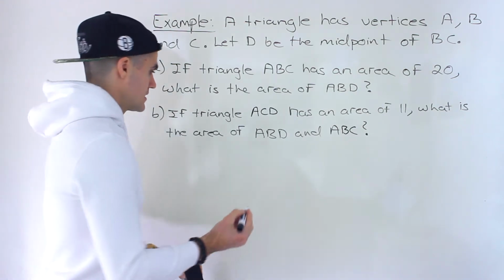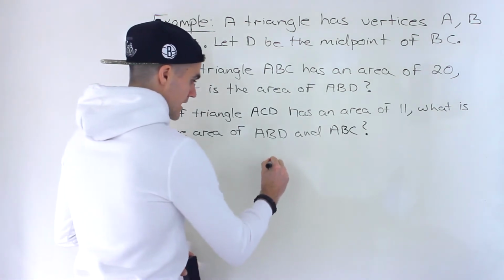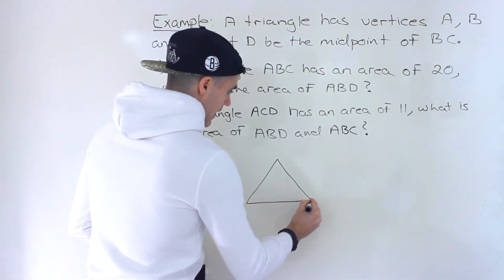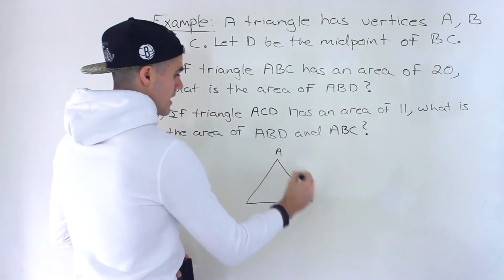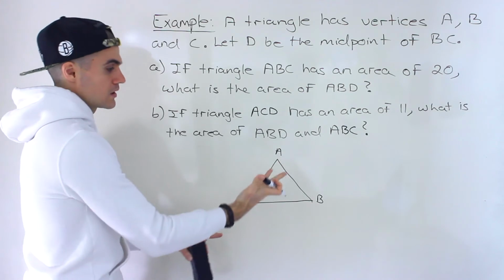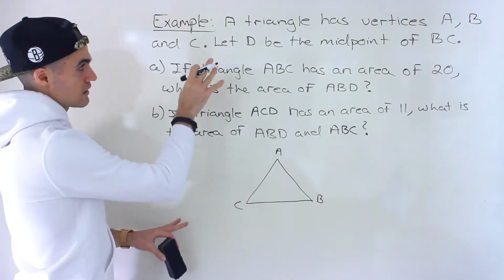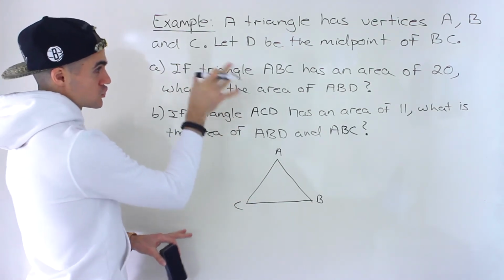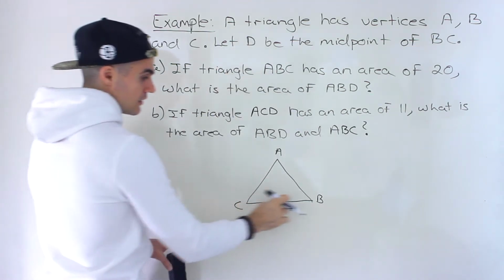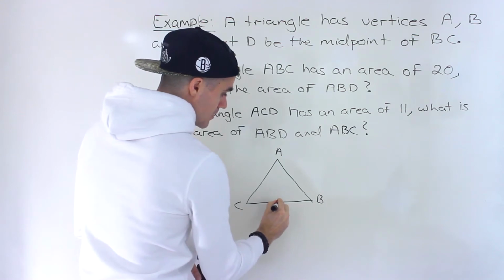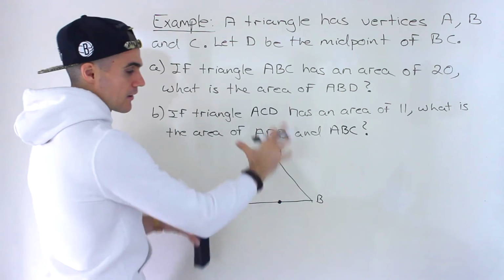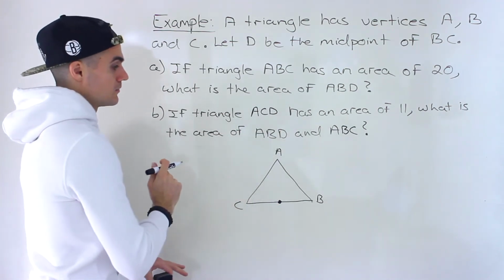So before getting into this, what I'm going to do is draw a diagram of what is happening. I'm going to label this A, label this B, label this C. It doesn't matter which one you label as long as you're drawing the points correctly. For example, this point D is the midpoint of BC. It's going to be the midpoint of this side over here. So it doesn't matter how you rotate this triangle.